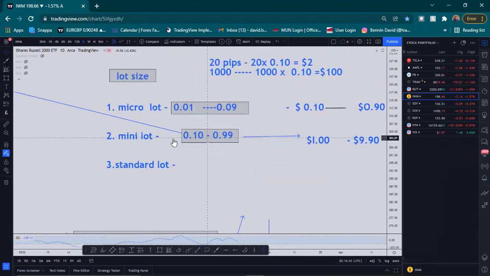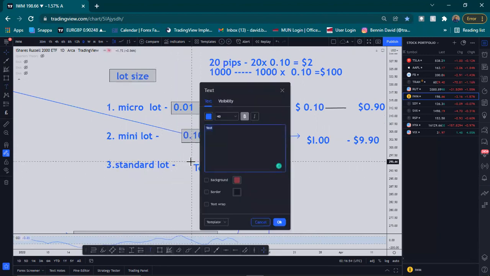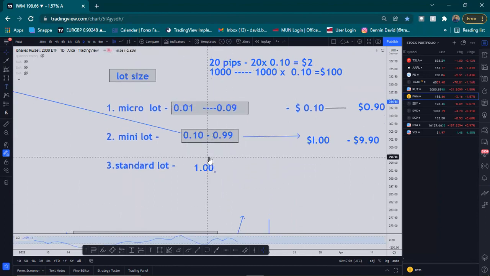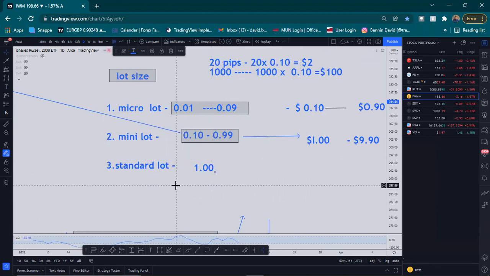So any lot size that you are using between these range, we call it what? Mini lot. So from 0.99, what is the next value that we go? 0.99, go to 1.00. So the lot size we are using here is 1.00, and we call this standard lot. So here there is no range. Anything 1 and above is a standard lot. So it means we can have 1.01, 1.02, 1.03, 1.67, 3.2, 10.20, like anything 1 and above, it's a standard lot.